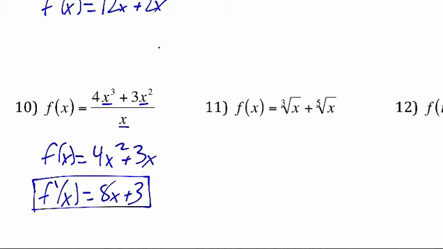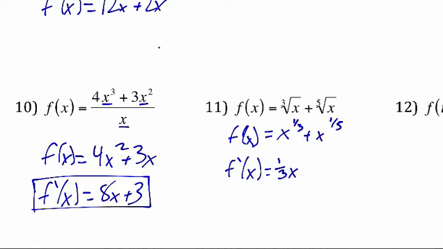Next up, f of x equals the third root of x plus the fifth root of x. So let's do this as x to the 1/3 power plus x to the 1/5 power. This is just rewriting f of x. Now f prime of x, we're going to take that exponent and multiply by the coefficient. Thankfully, these coefficients are just 1, so we have 1/3 x to the 1/3 minus 1, which is negative 2/3.